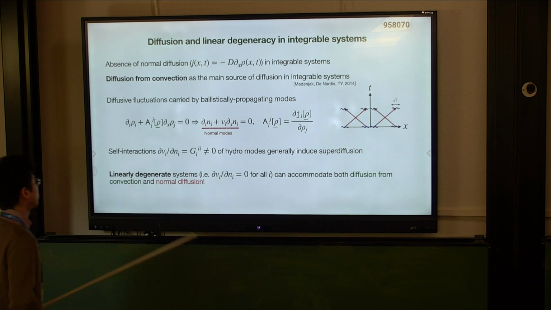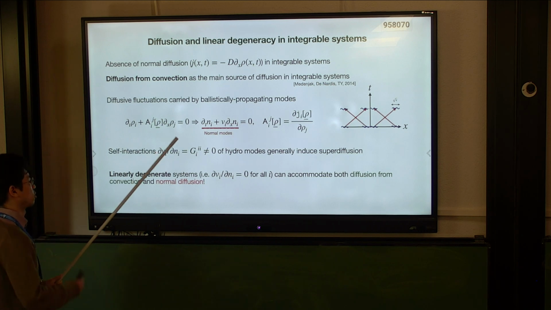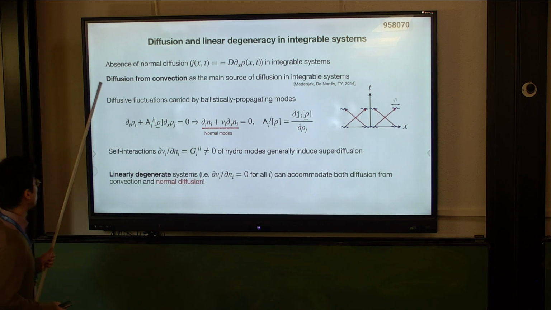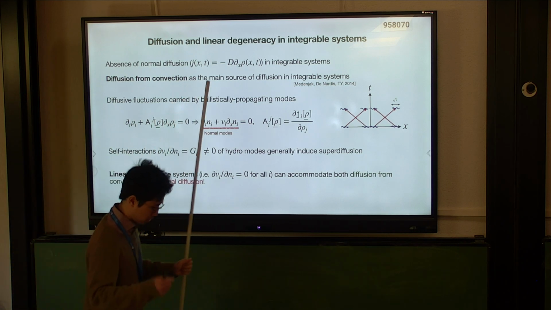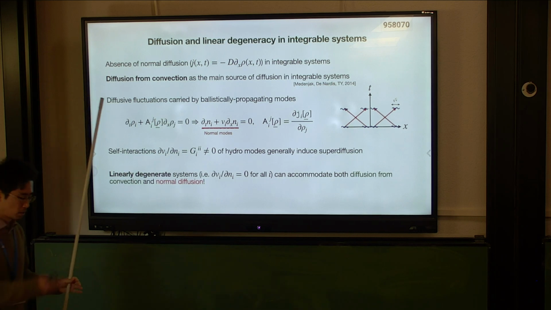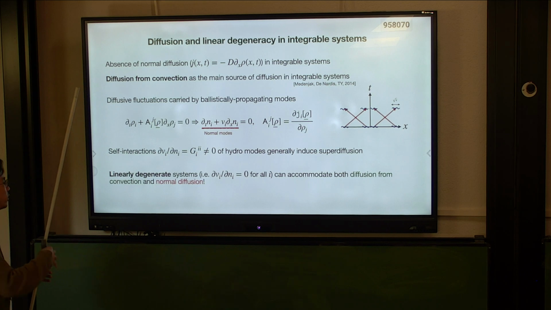Now, let me say a few words about the nature of diffusion, which Jacopo already explained, and also its relation to linear degeneracy. The first comment I want to make is that there's no normal diffusion in integrable systems. The reason is simply that there are no fast modes that would constantly kick around the slow modes, which amounts to some jiggling behavior of the slow mode.